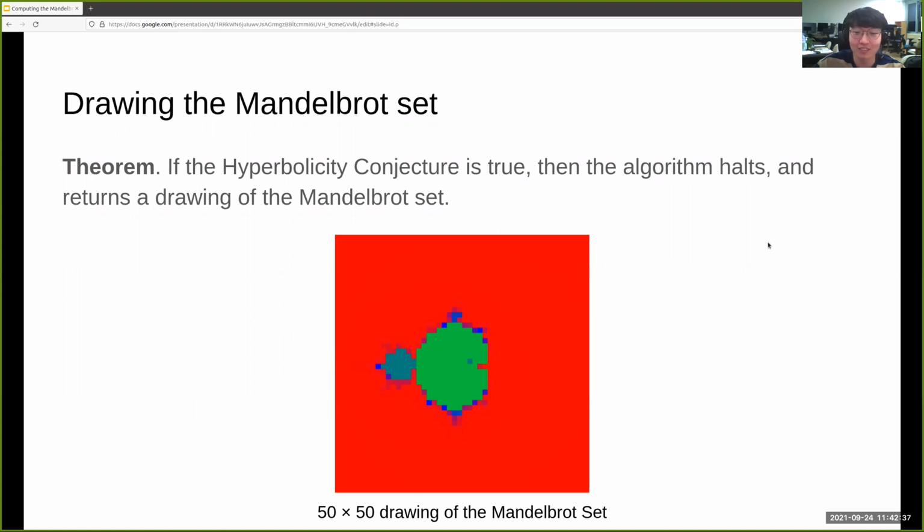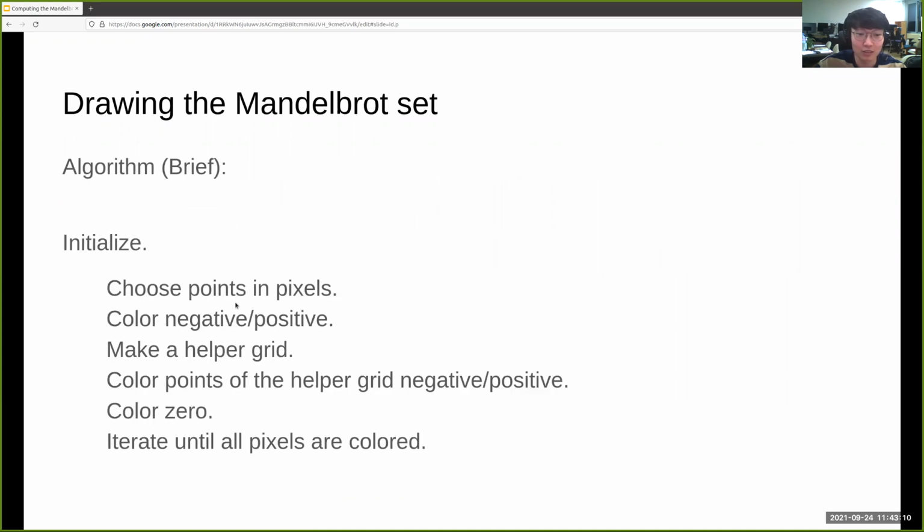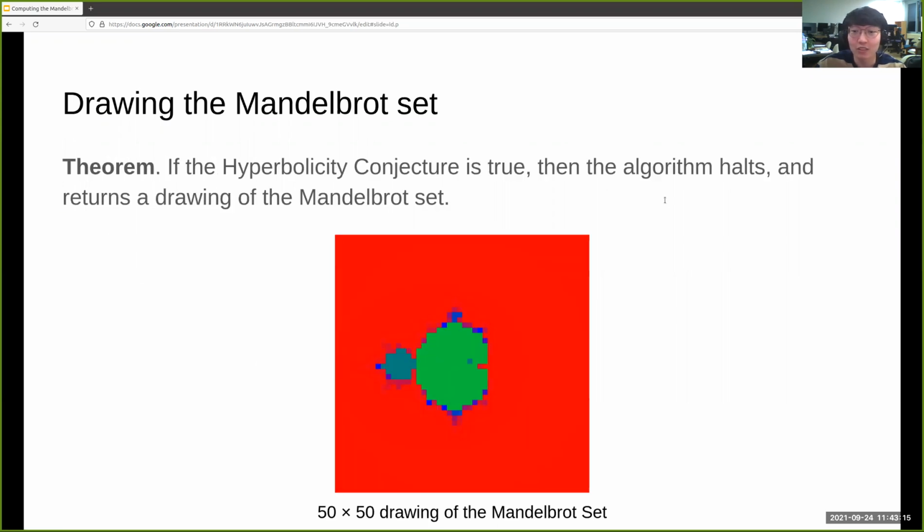This is the 50 times 50 drawing of the Mandelbrot set using the algorithm. The reddish pixels represent the complement of the Mandelbrot set. The greenish pixels represent the Mandelbrot set. The green large one and the green small one, in other words, represent the Mandelbrot set. The colors get bluish as the iteration count of the big loop, which was described as a tab here, increases.